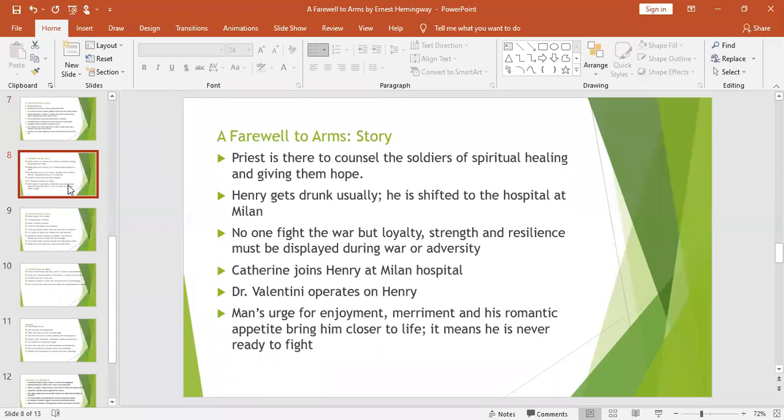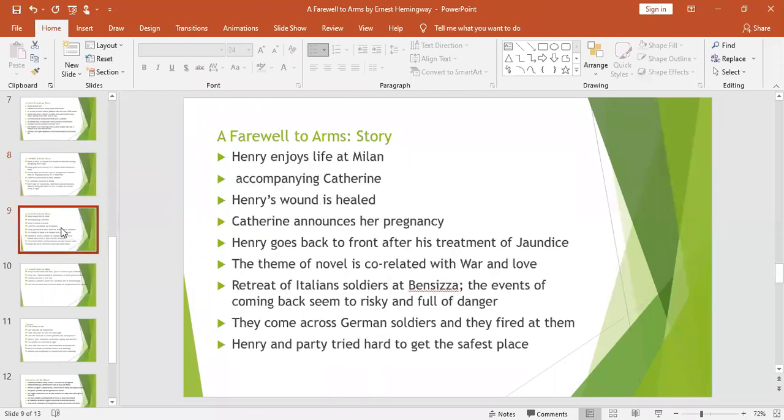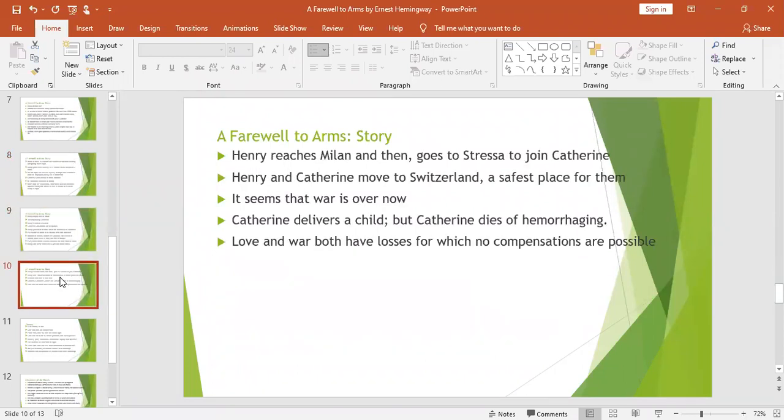This one is also. These are the events of the war. This one also, and this one also.